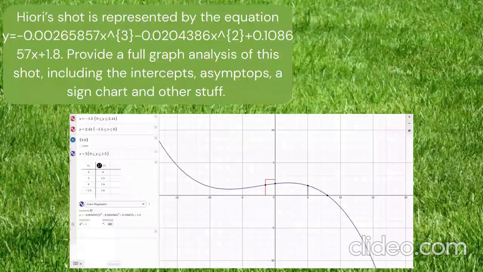All right. Now for another really ugly equation. I'm not sure if you can tell, but I think it's really ugly. We got this thing right here. Once again, come grade 13, I'm going to stop doing these things. I'm just going to make my own equations. So we have Hiyori's shot represented by this equation. Let's provide a full graph analysis for the shot, including intercepts, asymptotes, and a sign chart, and anything else that I want. I did end behavior too.